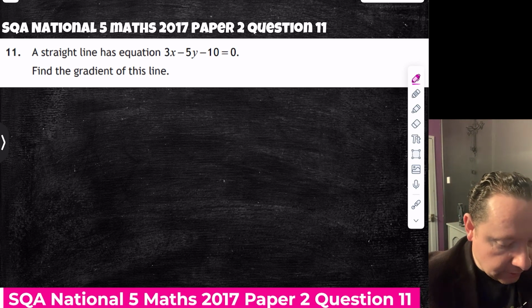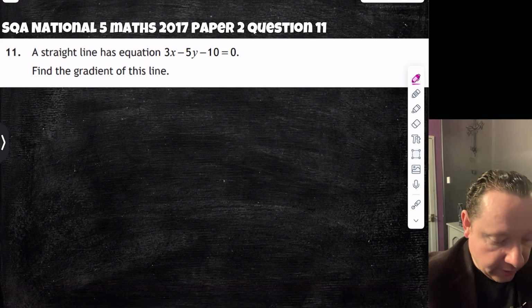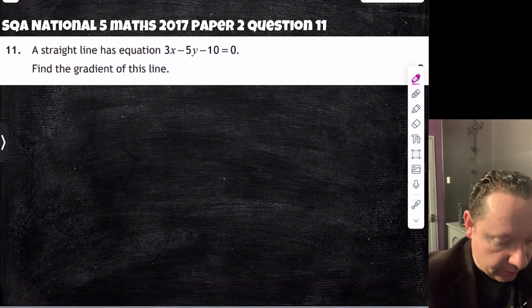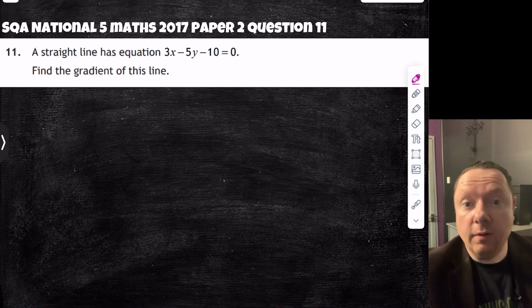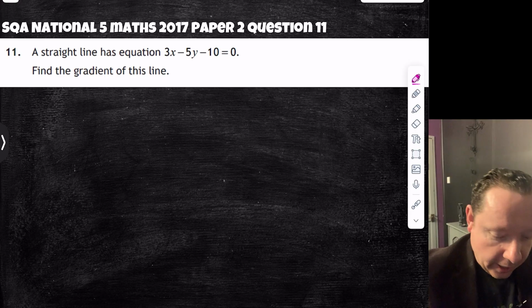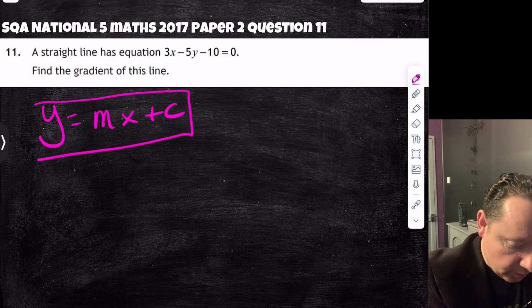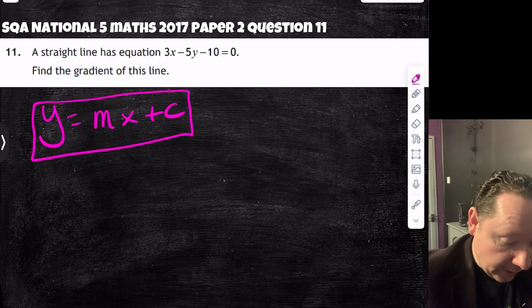A straight line has equation 3x minus 5y minus 10 equals 0. Find the gradient of this line. So to find the gradient of a line, we're either using the gradient formula if we've got points, but we've not got points, or we're rearranging in the form y equals mx plus c. So we need to make it look like this because then m is the number, the gradient, which is the number in front of x, when it's in this form.